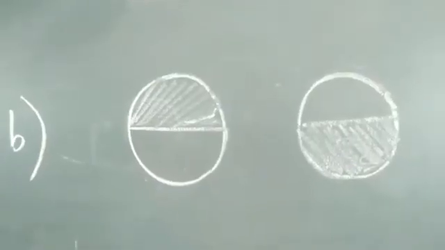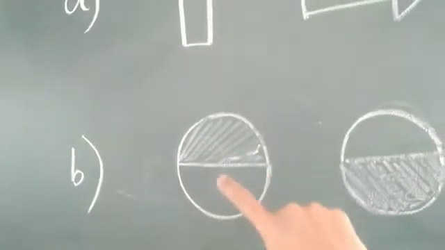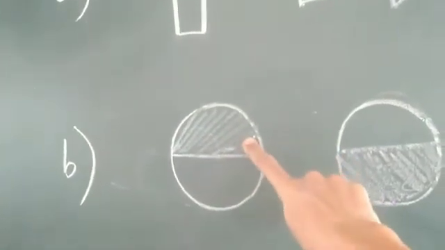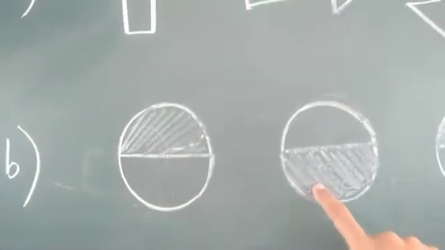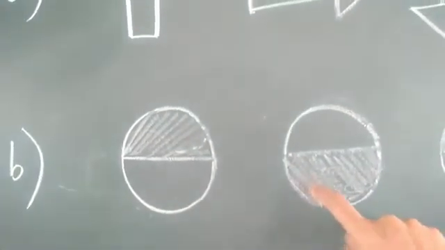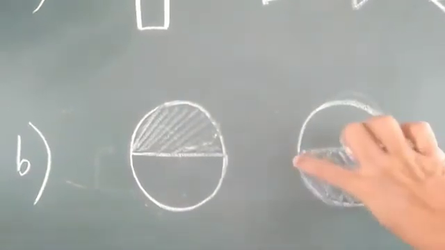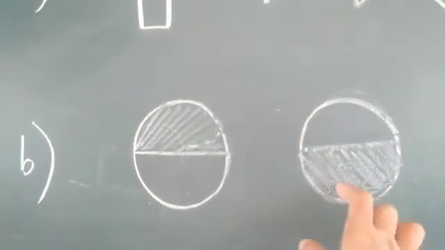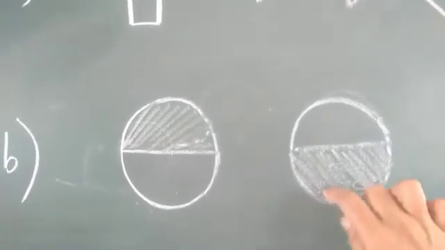Okay. Question B. Here this is one. Here the shaded part is in the upper position. Here it is lower. How is it getting there? It is getting there by rotating a half turn. Is it? Not a quarter turn.